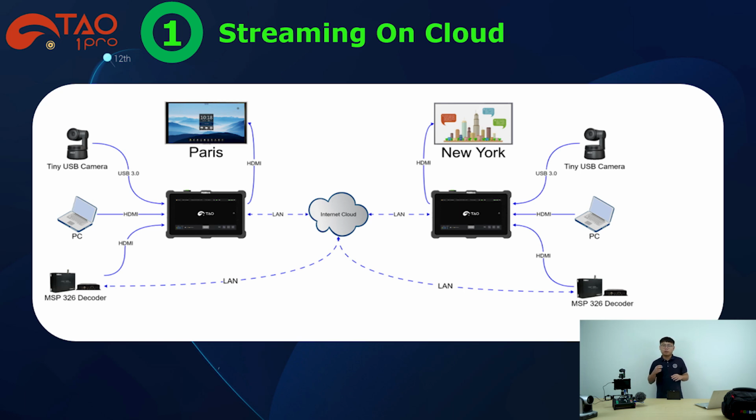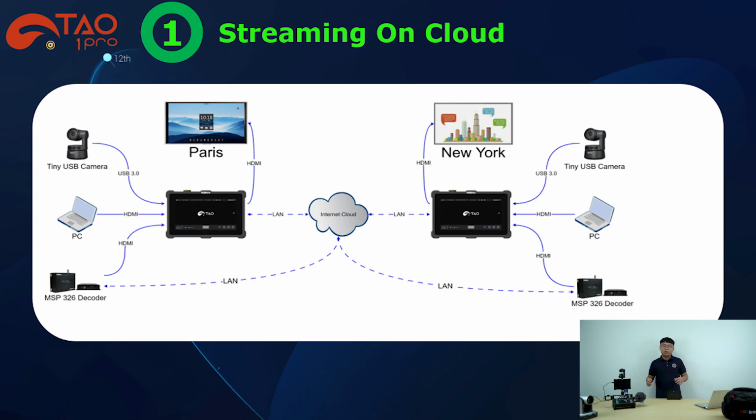We all know that Taiwan Pro has two encoding functions. One is the RTMP encoding and the other one is the NDI encoding. So what we need to do is just build up a cloud server on the network as the buffer of the streaming data. Taiwan Pro acts like an encoder, and MSP326 is an H.264 decoder, which can decode the RTMP content over the network. So when it works simultaneously, people from two different places can see each other in real time. So this is how the online meeting works.